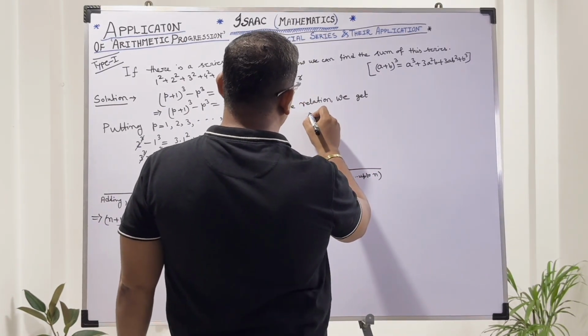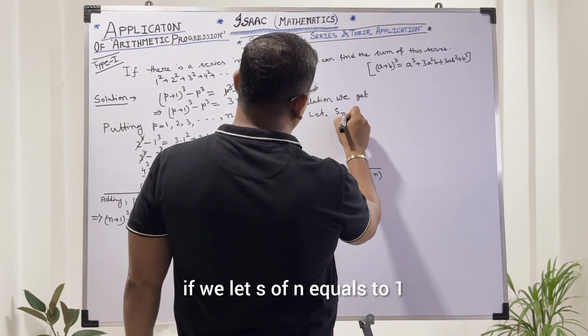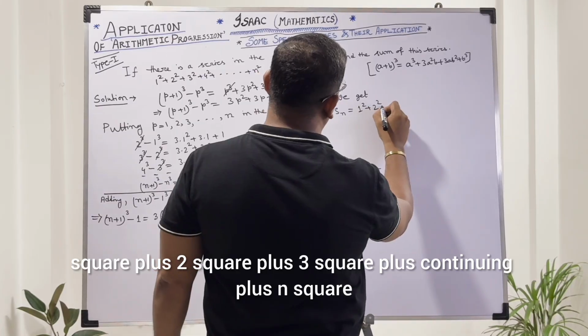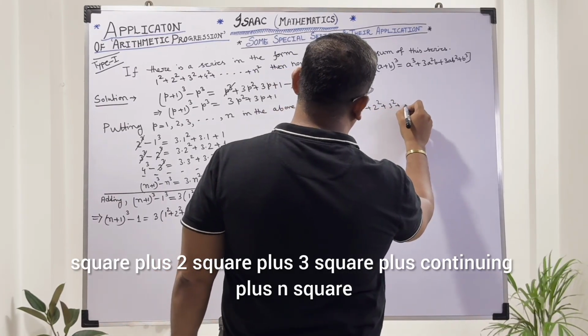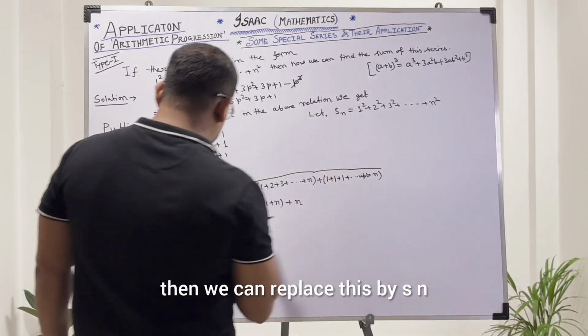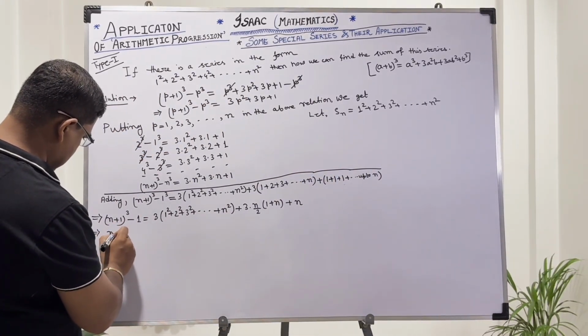Now, if we let S of n equal to 1 square plus 2 square plus 3 square plus continuing plus n square, then we can replace this by Sn.